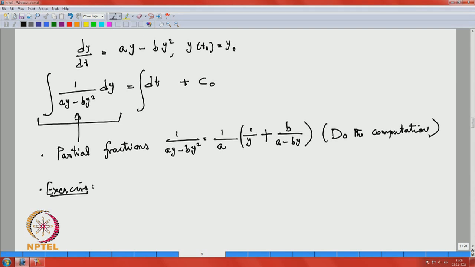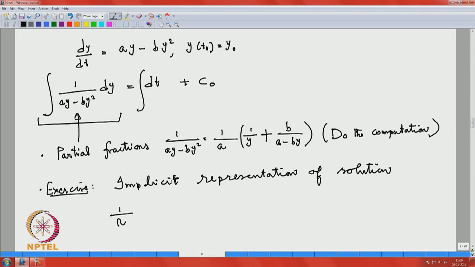to get it, you produce a solution in implicit form, implicit representation. You prove that representation of solution. How do you get an implicit representation of the solution? 1 over a log mod y by mod y naught. Y naught is positive because that is given to you.